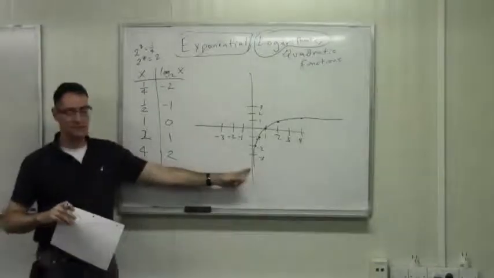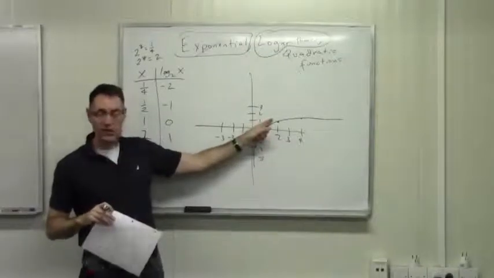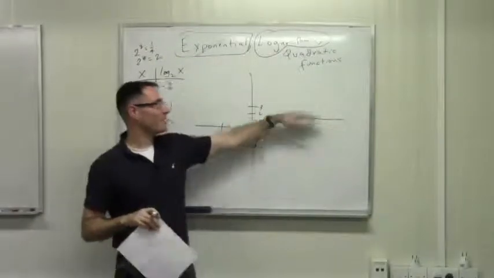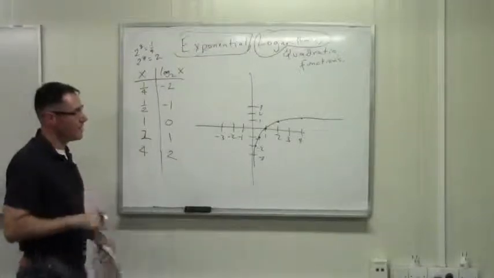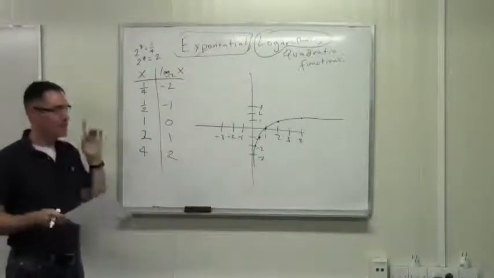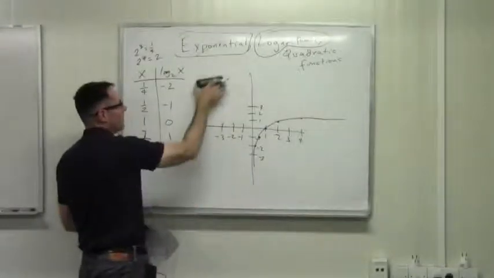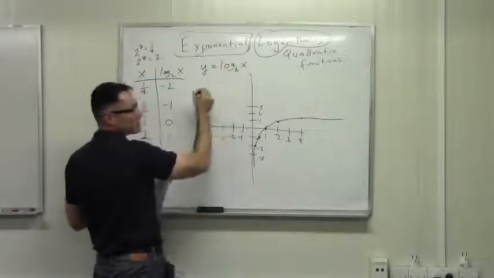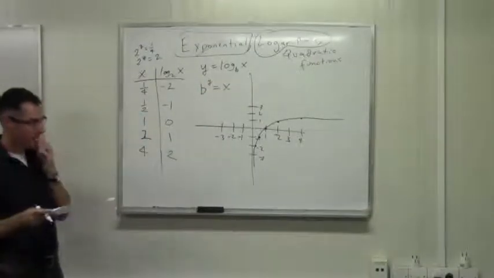Does it ever hit the y-axis? Nope. Does it go up really fast? No, it goes up really, really slow, actually. Logarithmic functions go up pretty darn slowly. It'll take forever to get up to 10 with a logarithmic function. And it'll go down really fast down here, the other way. Logarithms. So remember that formula: y equals log base b of x is the same as saying b to the y equals x.